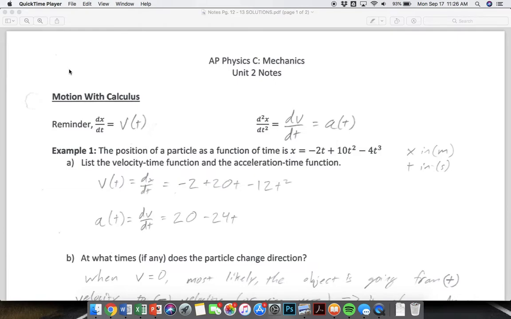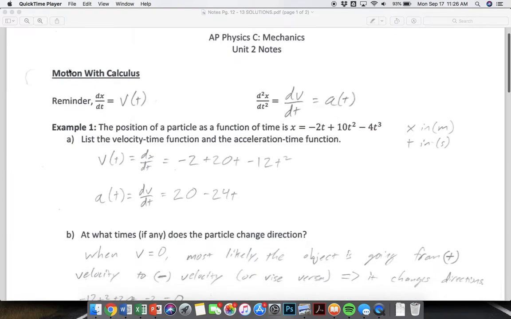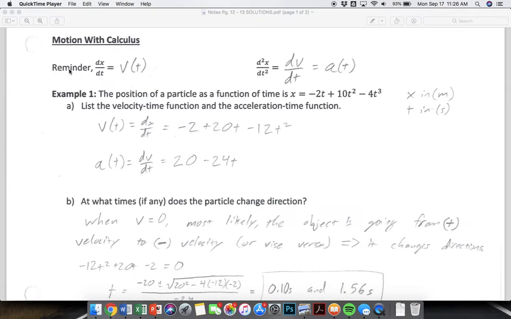Part B, at what times, if any, does the particle change direction? Well, if you think back to all the motion we've seen so far, changing direction means going from one direction to the opposite direction. So if you look at your velocity function, if it goes from negative values to positive or vice versa, then that's a change in direction. That's only going to occur when velocity equals 0. That's the moment at which it changes directions.